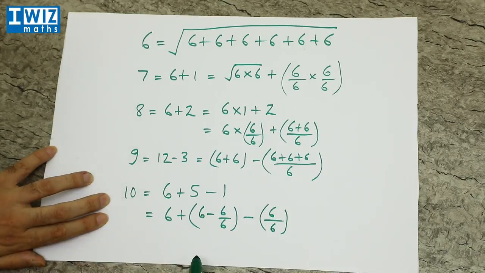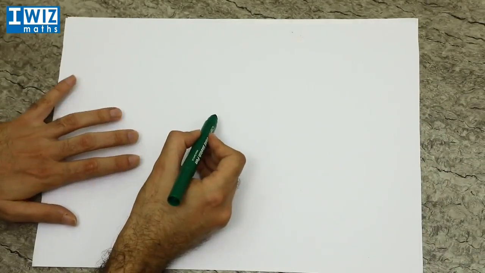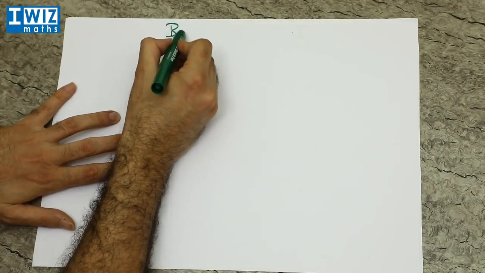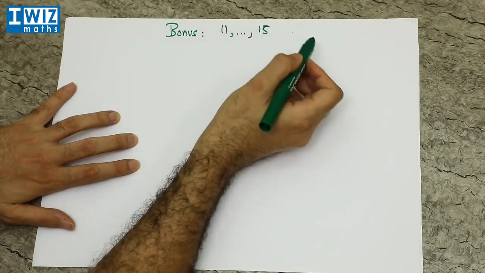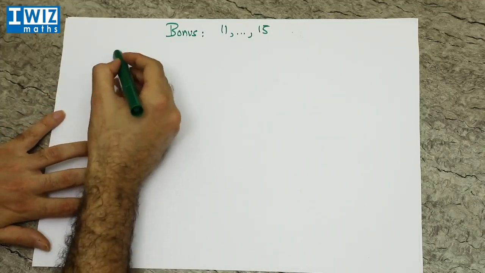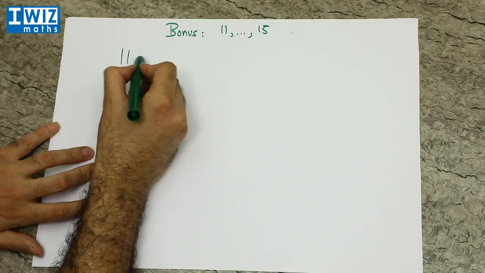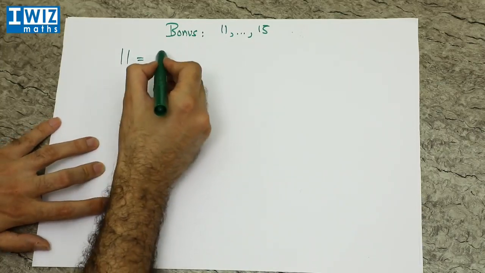So that gets us to the end of this puzzle, except that we're going to have a little bit of a bonus aspect to it. So the bonus will be that we will also go from numbers 11 all the way to 15 using 6 sixes and using the same math operators that we have used so far. So this is now the bonus part of the puzzle, where we are going to get from numbers 11 to 15 using 6 sixes.